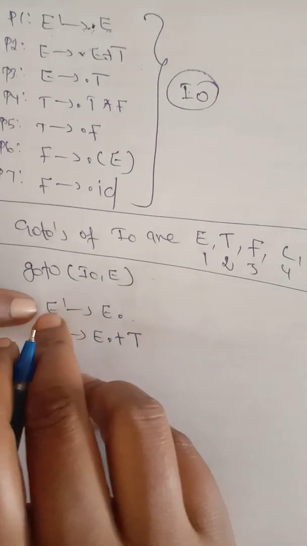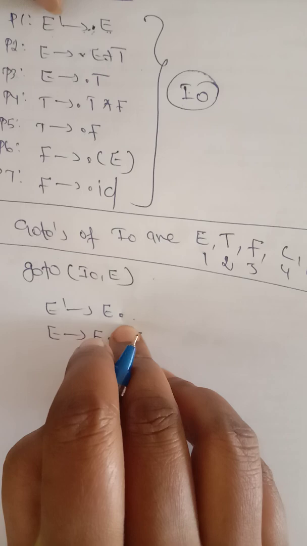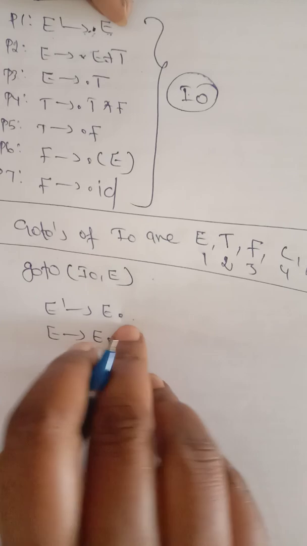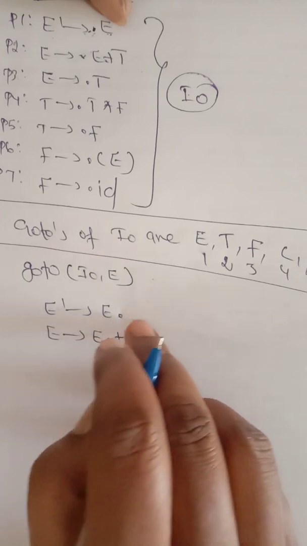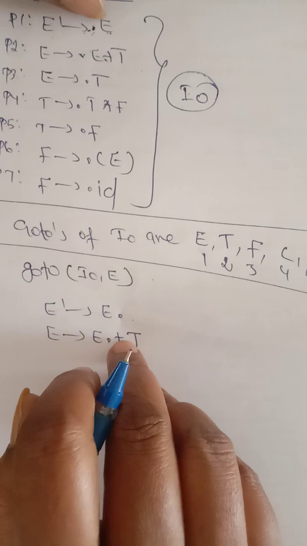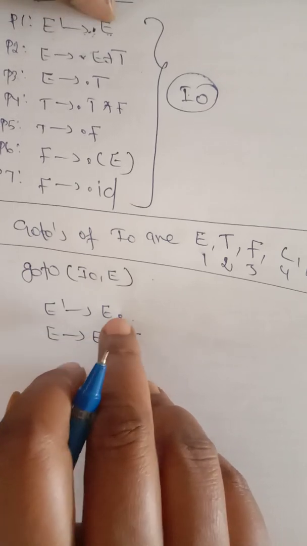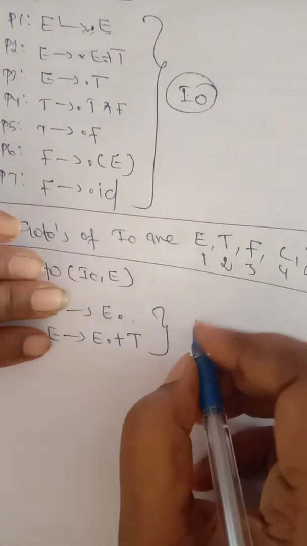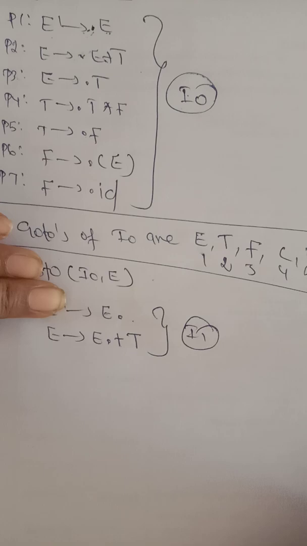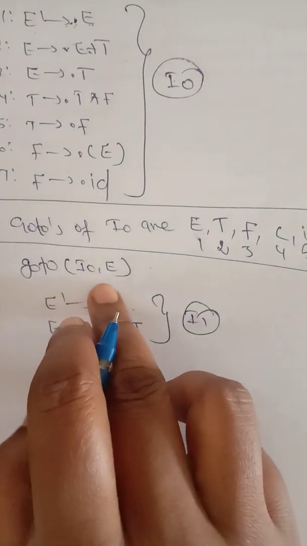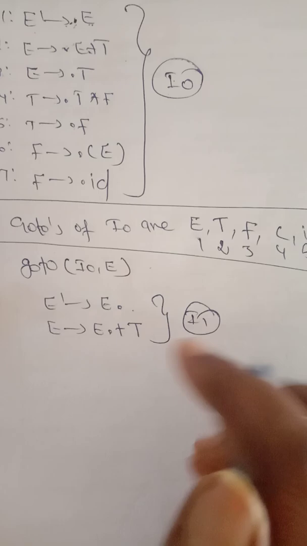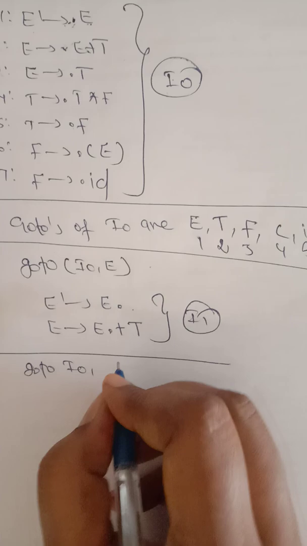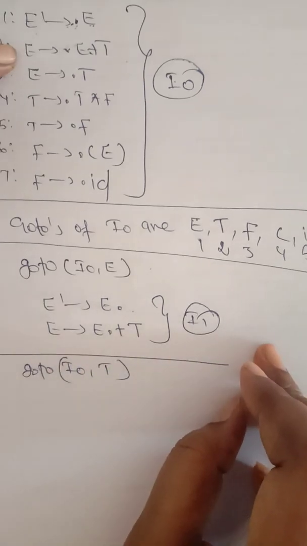So here we are having E dash goes to E dot. But in I naught we are having E dash goes to dot E. So here the dot operator position differs, so it is not equivalent. Here E dash goes to dot E is not equivalent to E dash goes to E dot. So give a new name to the set, that is called I1. Now go-to of I naught comma E gives the set I1. And next go-to of I naught comma T. Refer to I naught. What is I naught?